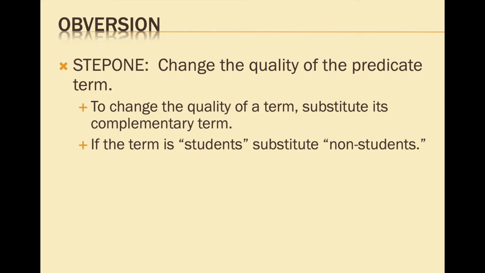So the first step in obversion is to take that original two-term statement, locate the predicate term, and then change the quality of the predicate term by substituting its complementary term.